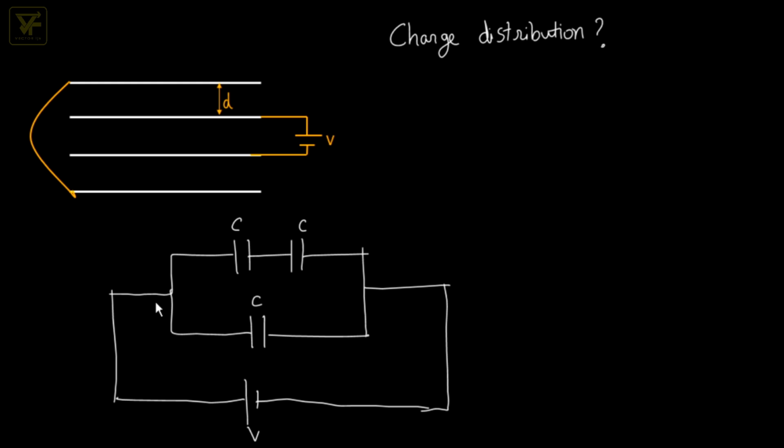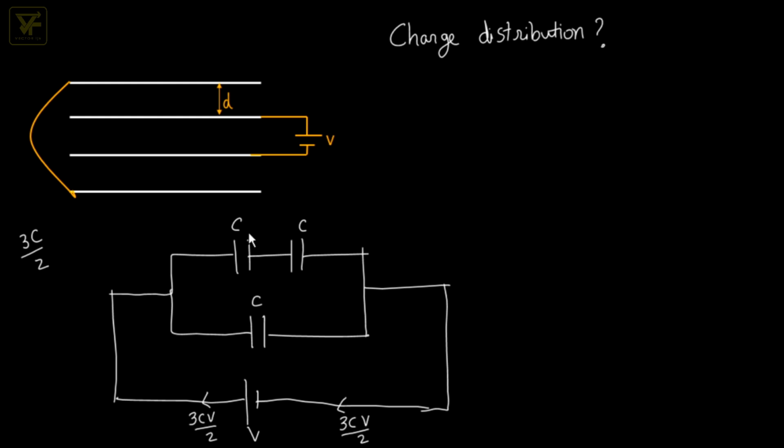Now since equivalent is 3C by 2, a total charge of CV, that is 3C by 2 into V, that is 3CV by 2, is given by the battery to the whole circuit. Alright, so this 3CV by 2 will get distributed, and the 3CV by 2 will also come back, because the battery cannot generate charge.